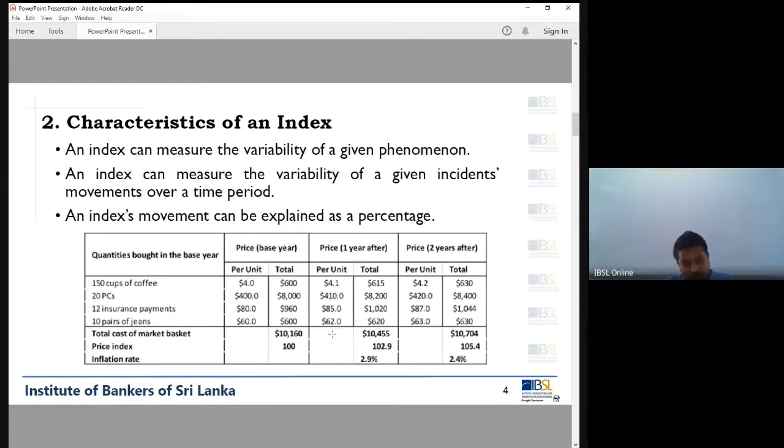Now look at the total. We had 10,160 and the total after 1 year has changed to 10,455. Now to get this 102.9, you take your calculator and try to do this division. 10,455 divided by 10,160. Let me quickly get my calculator also.